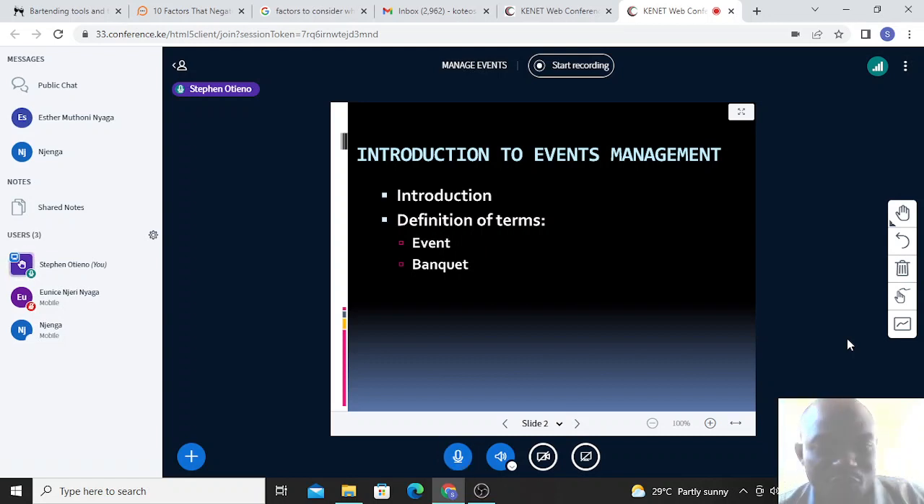Now, I want us to move on and look at the definition of certain terms that are usually used in this unit of events and banquet management. We're going to begin by defining the term event. Remember that event as a term is defined variously, and today we're going to look at the perspective from the organizers or the guests side.